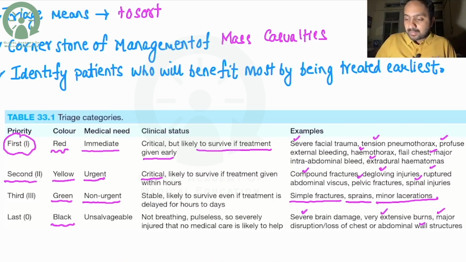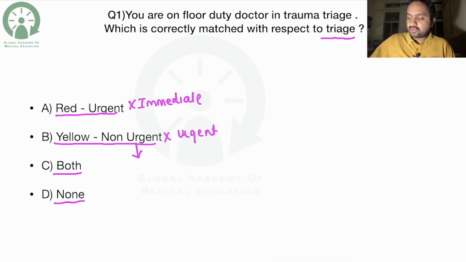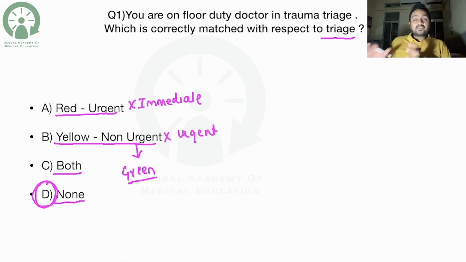Right. So, coming back to the question, red, urgent, no, red is your immediate. Yellow, non-urgent, no, it is urgent. Then non-urgent is your green. So, the answer over here is none. Right. So this was the question that was asked. So now what are the various questions that can be formed from this?